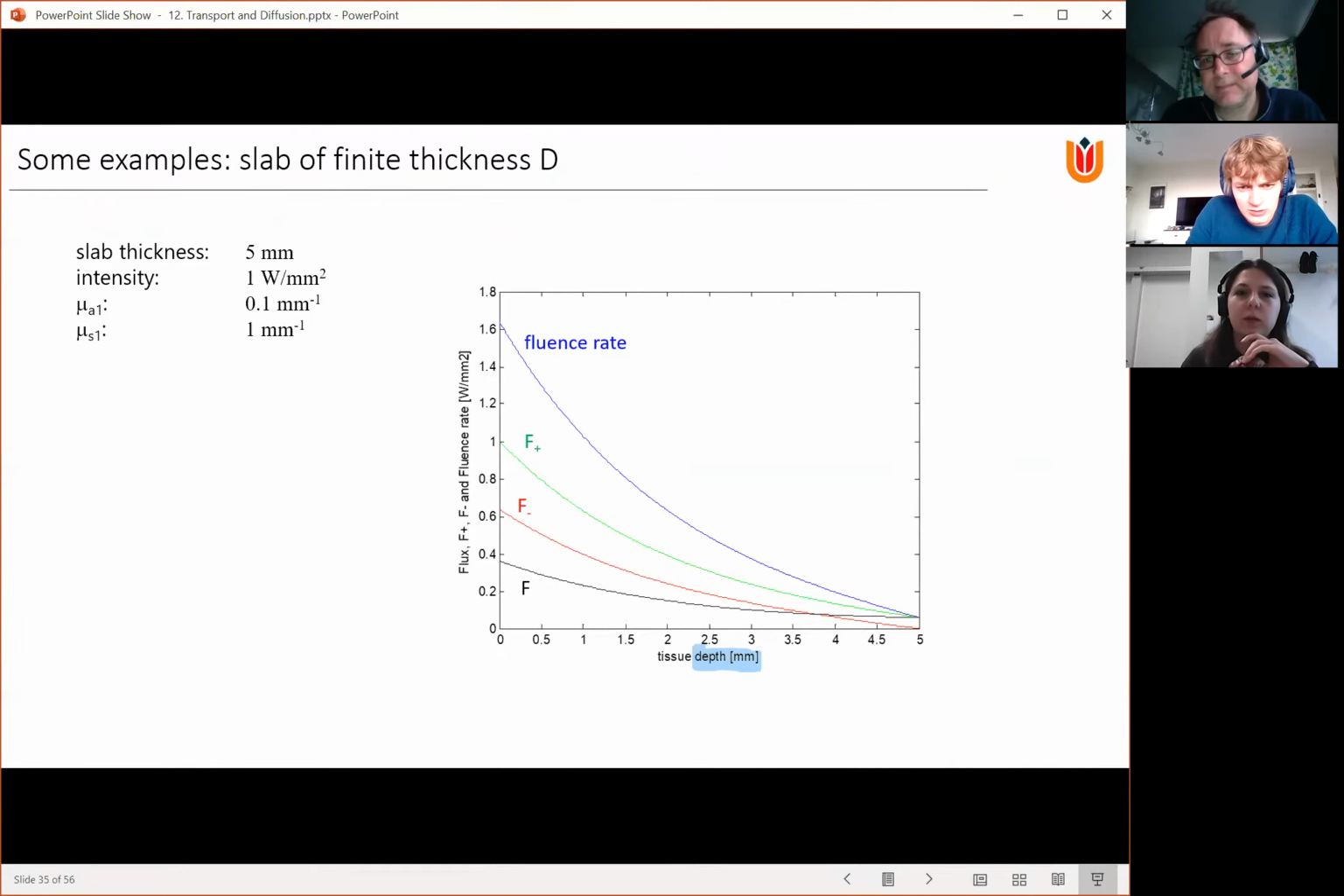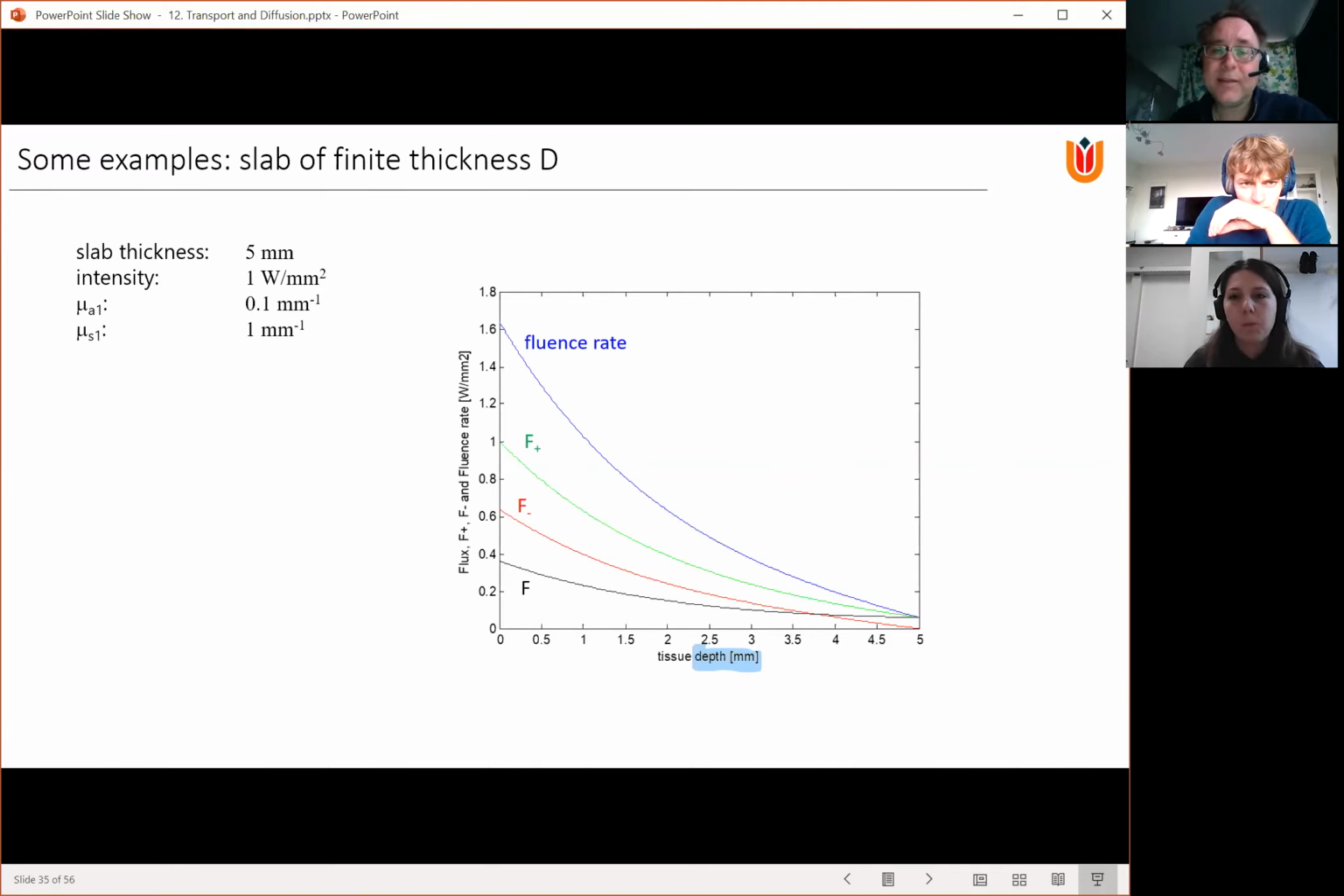Well, all the lines sort of have the same shape or the same dependency on the tissue depth. Yeah, so that means that all these exponentials, all these expressions, have the same decay coefficient. And therefore they will look very similar.